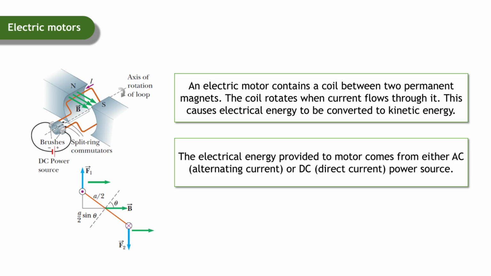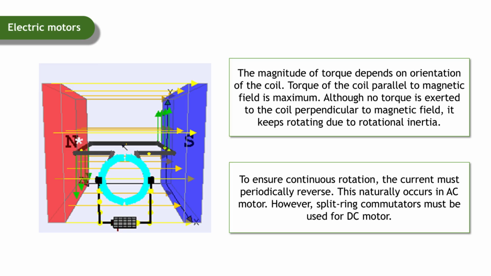This is the fundamental principle behind electric motors, which contain a coil positioned between permanent magnets that rotates when current flows, converting electrical energy into kinetic energy. While torque is maximum when the coil is parallel to the field and zero when perpendicular, the coil continues rotating due to rotational inertia. To maintain continuous rotation in a DC motor, the current must be periodically reversed using split-ring commutators.